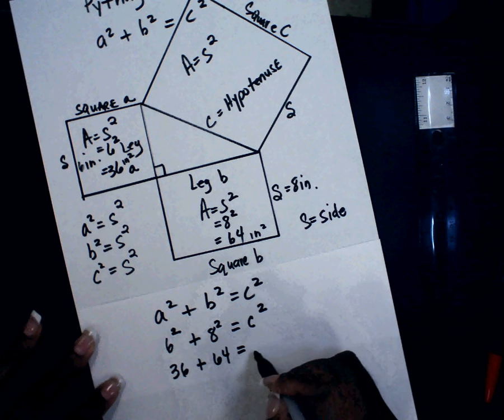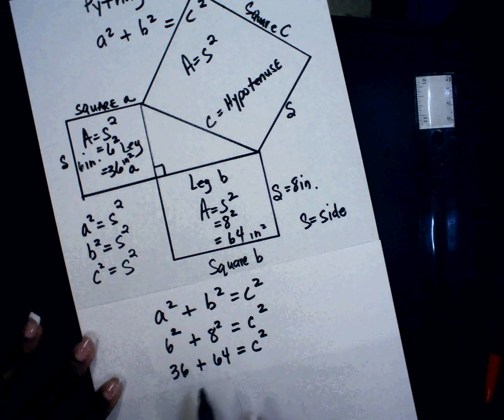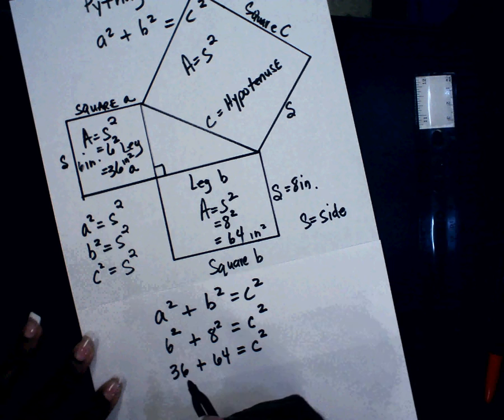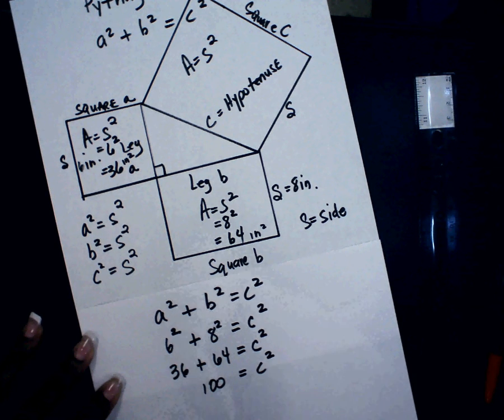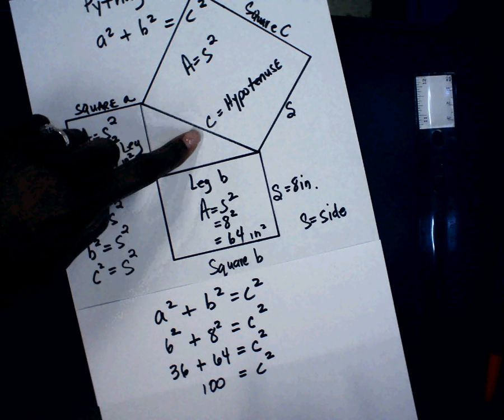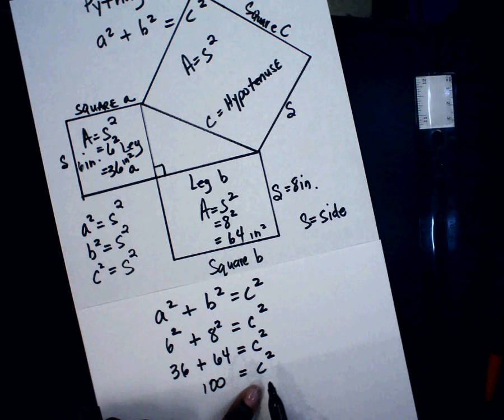Again, we don't know what it is, so we're going to just bring it down. Okay, so we further simplify this side. 36 plus 64 is 100, equals C squared. And now I need, because I need C, which is our hypotenuse, but now I have C squared. So I need to do the inverse operation of squaring C, which is taking the square root.